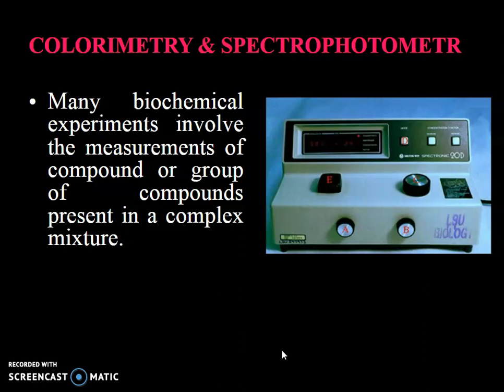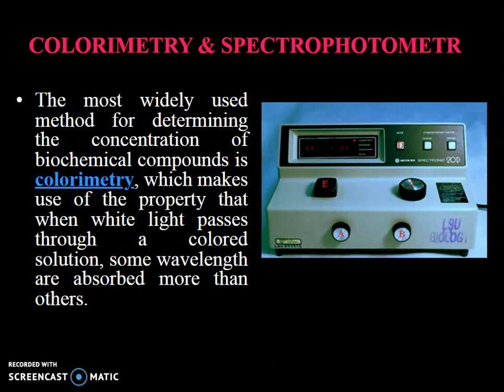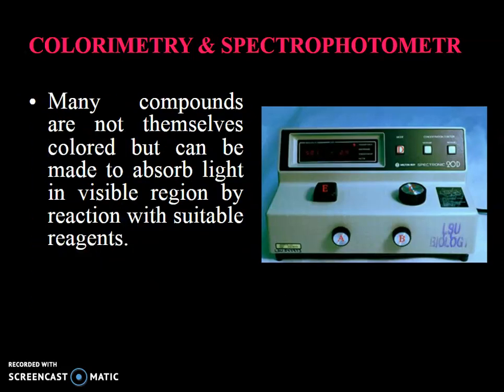Today in this video, I am going to talk about colorimetry and spectrophotometer. You know, my friend, many biological experiments involve the measurement of a compound or group of compounds present in a complex mixture. Also, the most widely used method for determining the concentration of a biochemical compound is the colorimeter, which makes use of the property that when white light passes through a colored solution, some wavelengths are absorbed more than others.